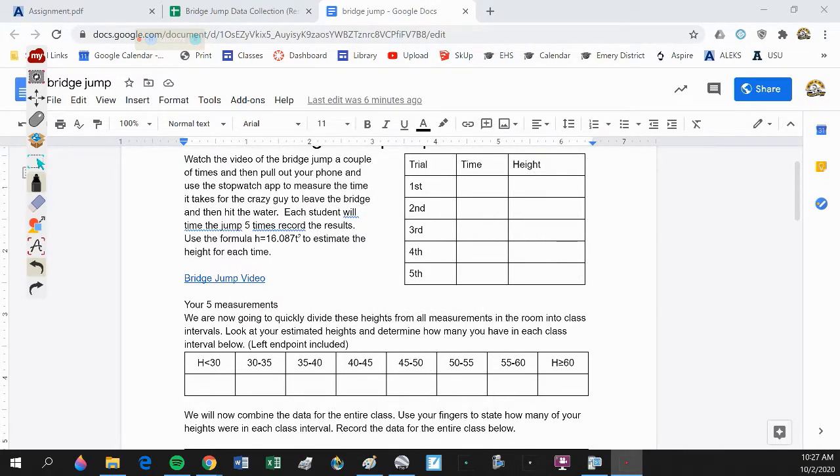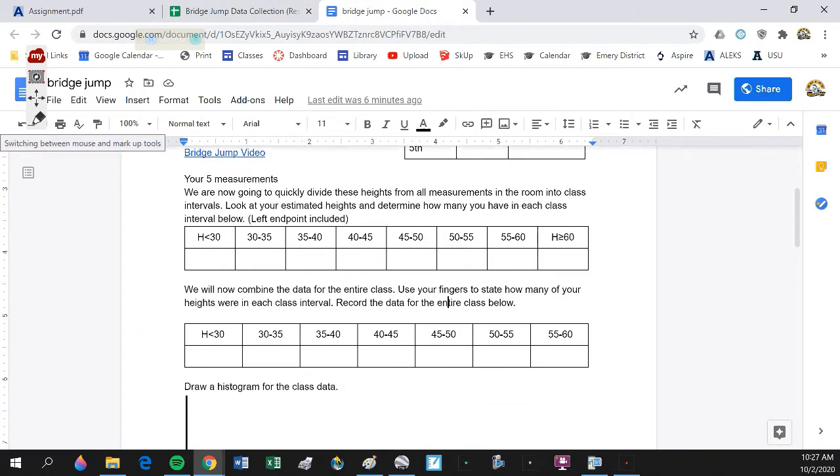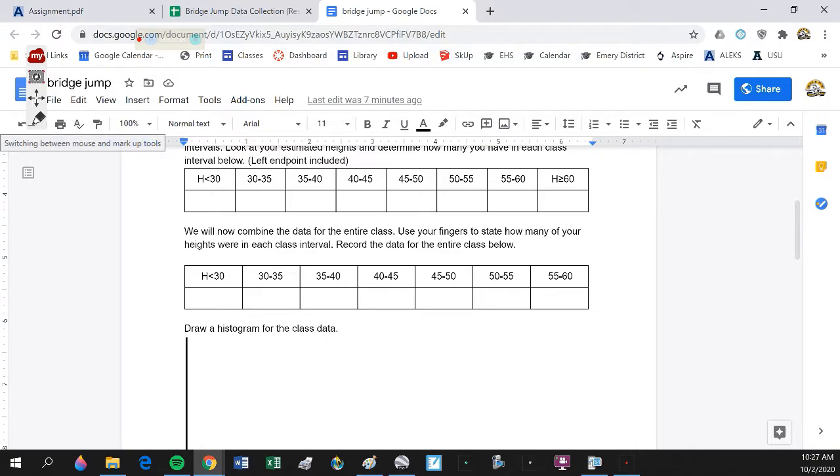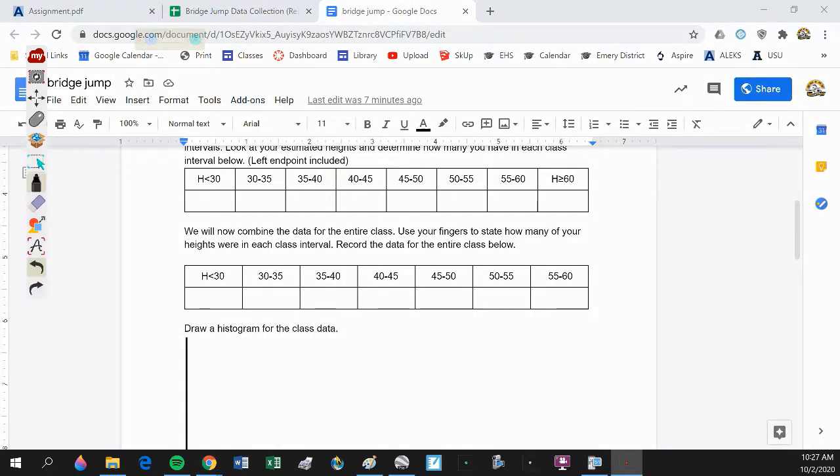Okay, now that you have entered all of your heights, here they are. And you don't need to write them all down. But look at your paper and see how many of these heights land in each of the class intervals. So let me go back to this page right here. So we need to count how many are less than 30. So I go in here, less than 30, there's only 1. So right here I would put 1.